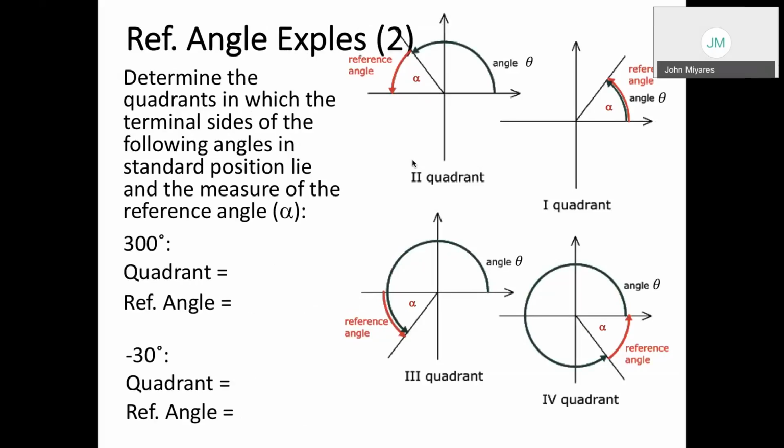Why don't you take a minute to try these two on your own? One angle is positive, but the next one is negative. The focus will still be the same in that we're interested in what quadrant it lies in. Then once we know what the quadrant is, we'll be able to determine the reference angle by seeing how far we are from the closest x-axis.